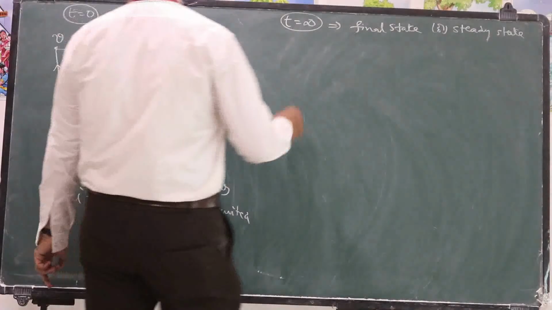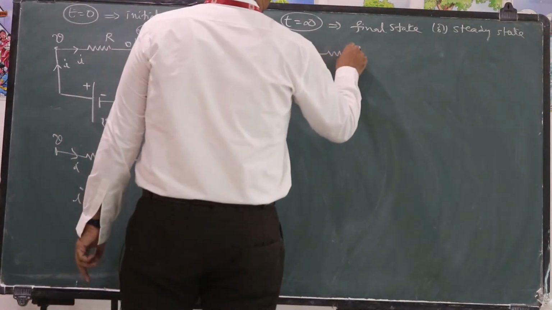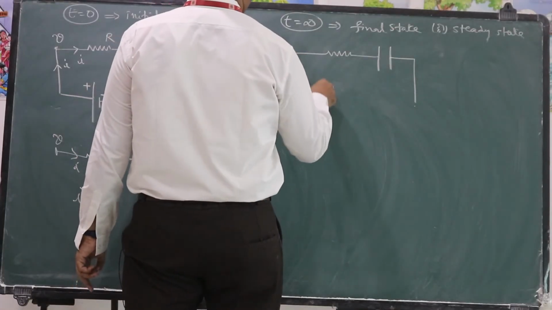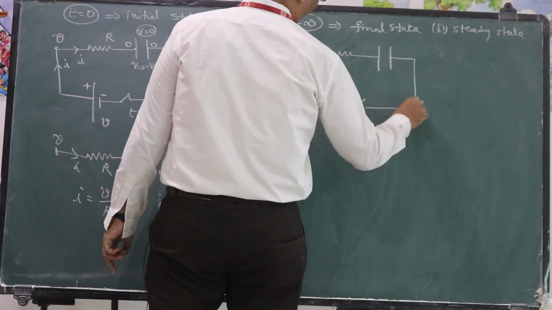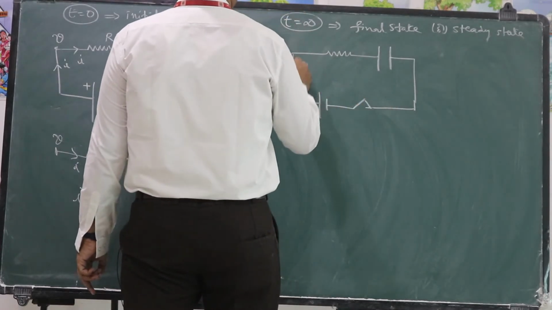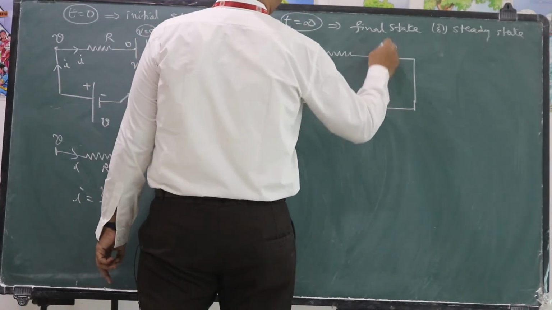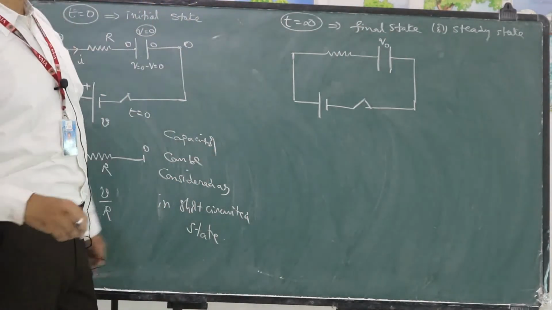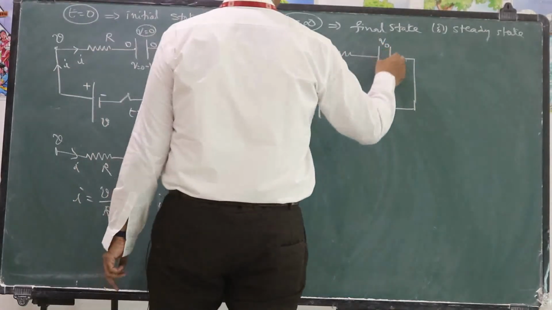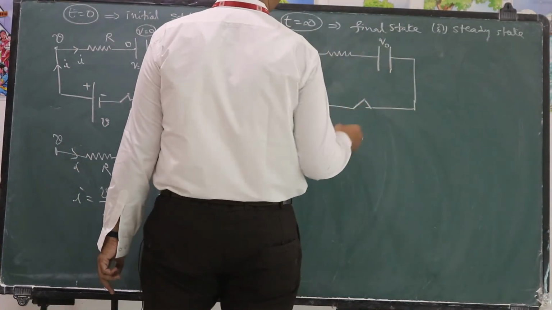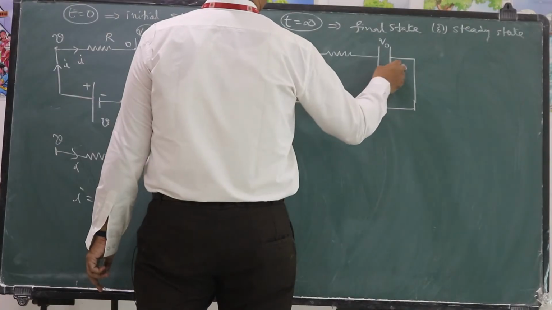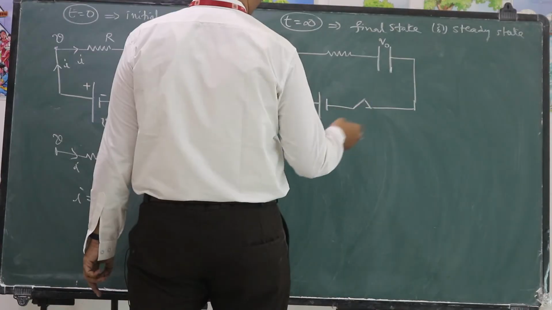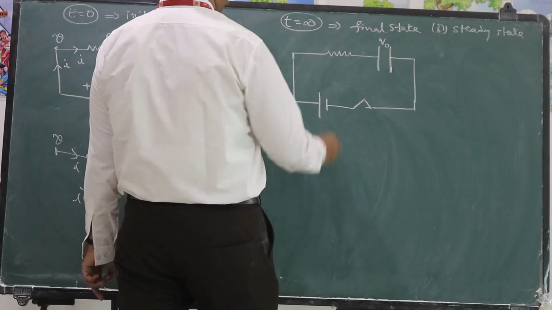In steady state, here is the resistor, here is the capacitor. They are attached to a cell through a key. Key is closed. You waited for a long time. After a long time, Q0 is the charge stored. When the charge inside the capacitor becomes maximum, what will happen? Both plates will attain a potential difference V, whatever exists on the battery.